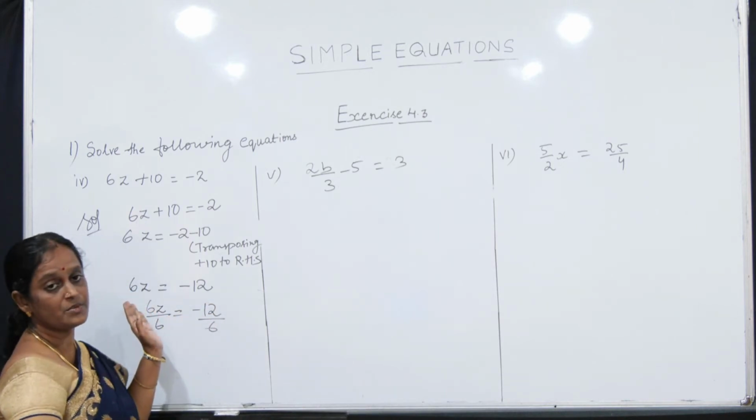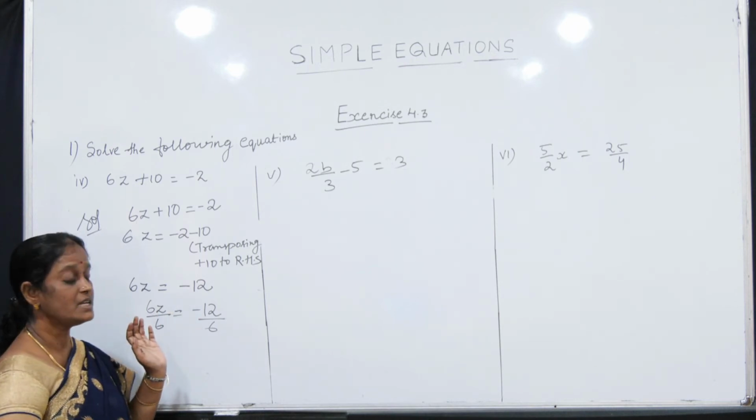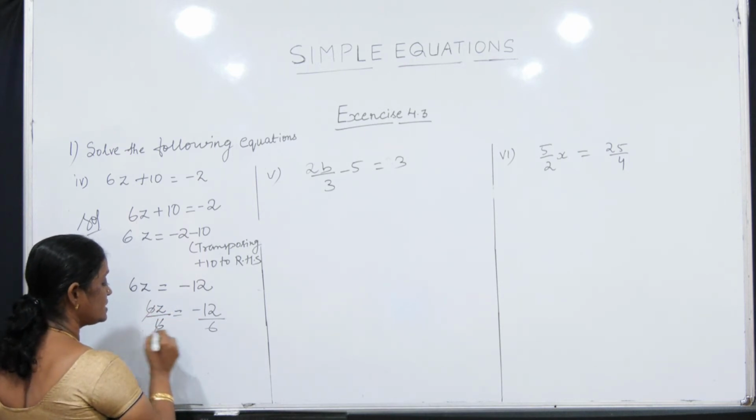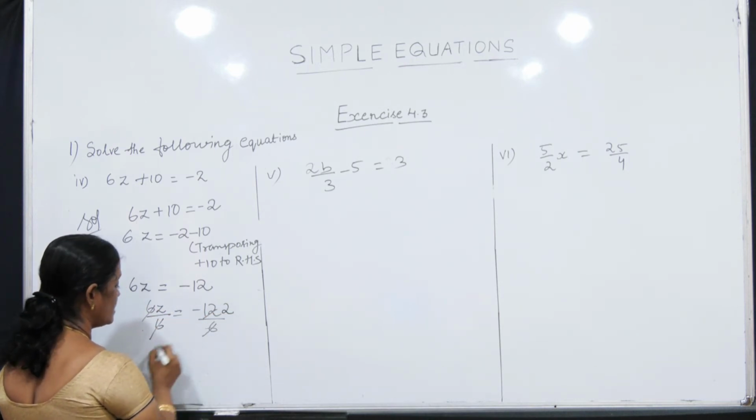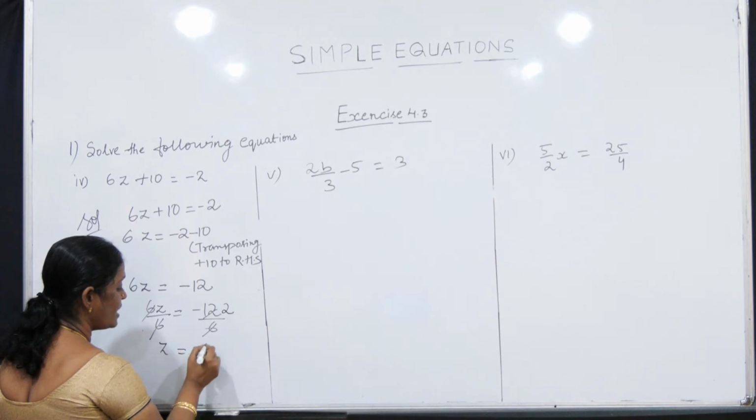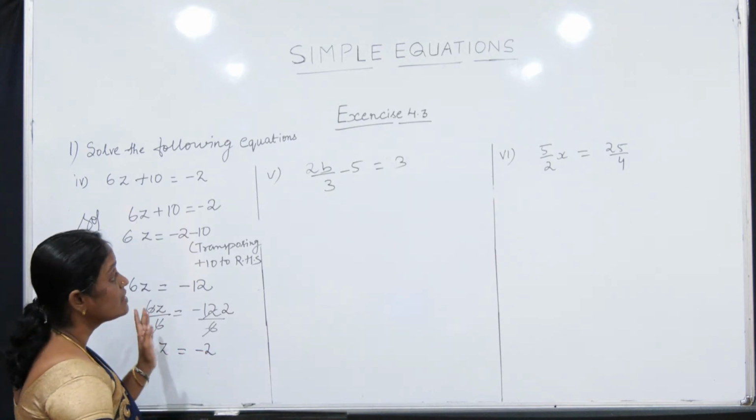To separate the variable z, we divide both the sides by 6 here. This 6 gets cancelled, 6 twos are 12. So z is equal to minus 2 is the solution to the given equation.